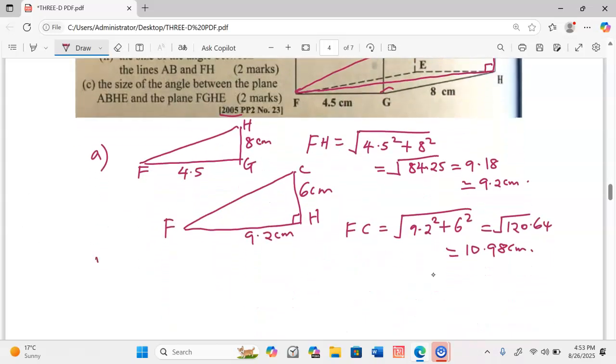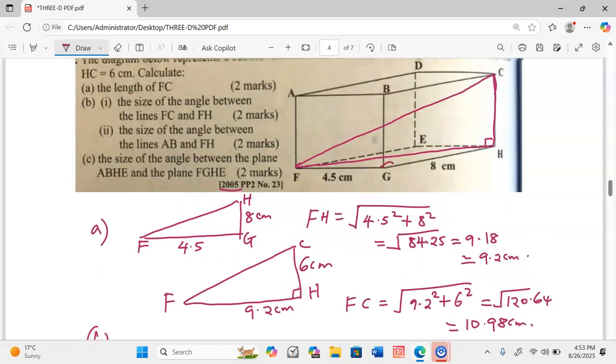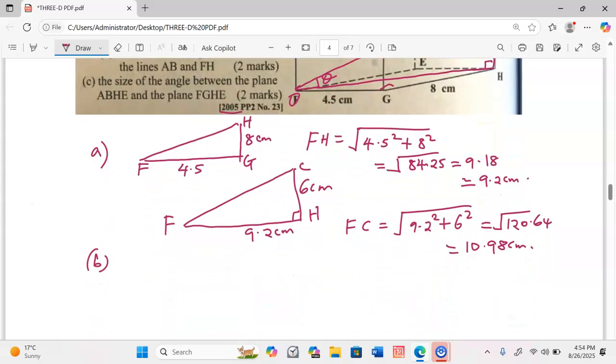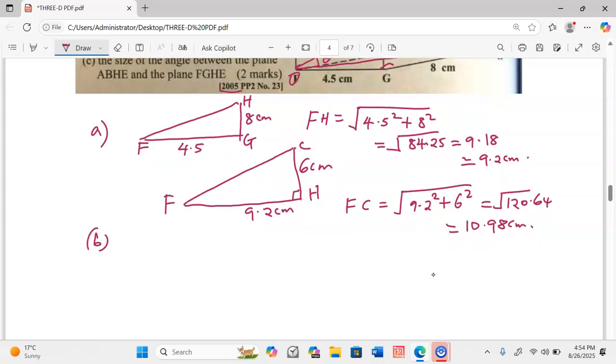Once we have done part A, we can now proceed to part B. In part B, they need the size of the angle between the lines FC and FH, that is the angle between the two lines, and therefore we are going to use the above triangle the way it is to get that particular angle that we are looking for.